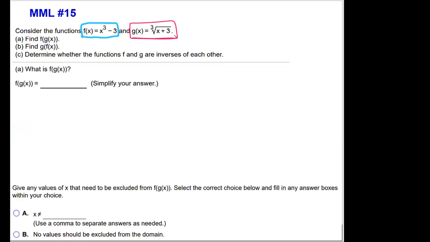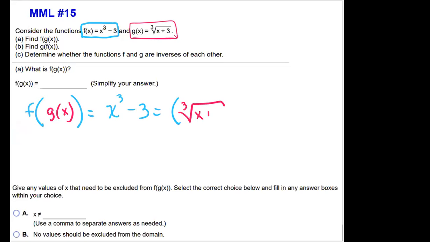Okay, so part A, we are looking for f of g of x. So the red function is going to be put into the blue. Now the blue function is x cubed minus 3. So you're going to take out the x and put the entire red function in place of that. Right? That's what I'm doing. I am taking all of this and I'm going to put it right here.